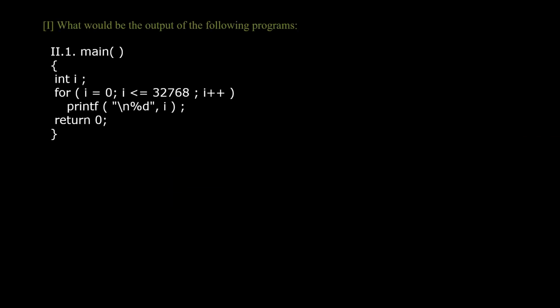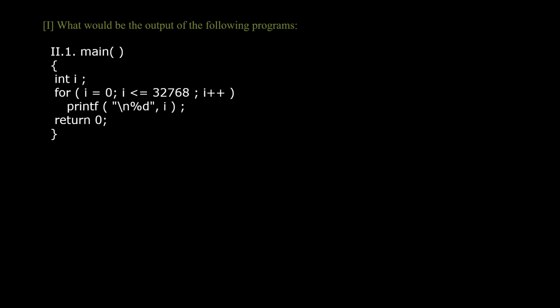Int i = 0; i <= 32768; i++ and printf i. Assuming that int size is 2 bytes, the range for an integer is -32768 to +32767. So here we are doing less than or equal to 32768.